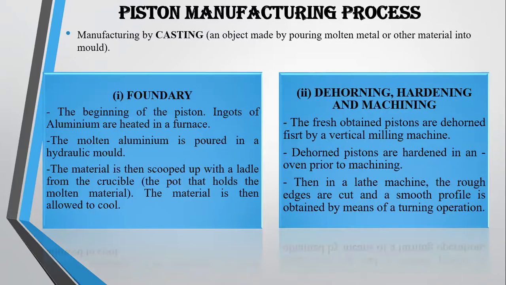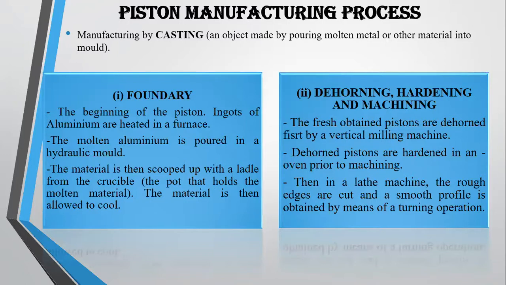For the piston manufacturing process, first is manufacturing by casting, an object made by pouring molten metal or other material into a mold. First is the foundry. At the beginning of the piston process, ingots of aluminium are heated in a furnace. The molten aluminium is poured into a hydraulic mold. The material is then scooped up with a ladle from the crucible, the pot that holds the molten material. The material is then allowed to cool.